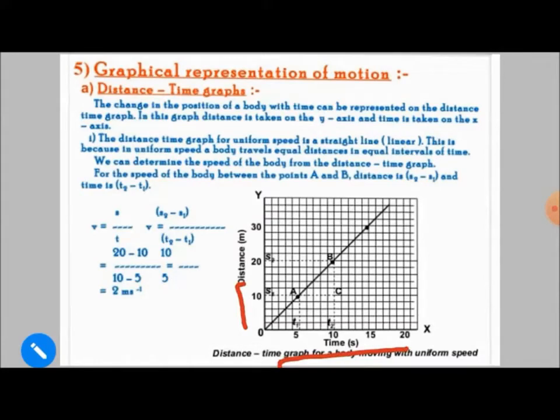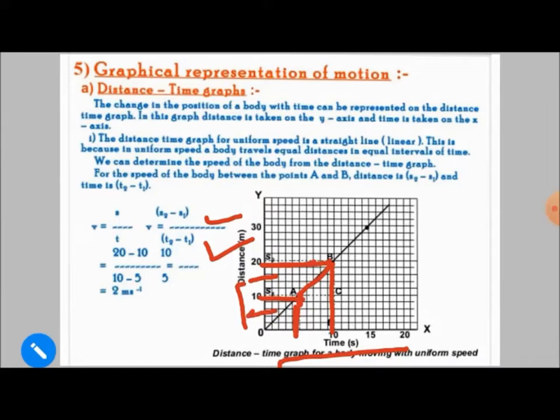We can determine the speed of the body from the distance time graph. For the speed of the body between point A and point B, the distance is S2 minus S1, and the time is T2 minus T1. So velocity will become distance divided by time, that is S2 minus S1 divided by T2 minus T1. Here we can see that S2 is 20 and S1 is 10.